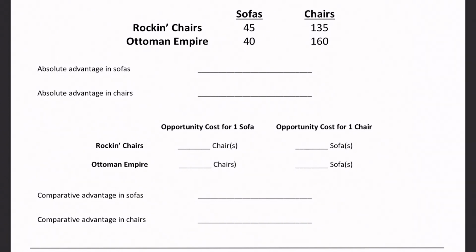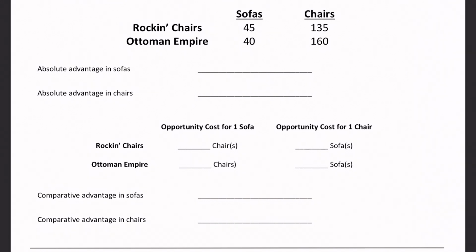So let's go ahead and take a look at these practice problems when it comes to comparative and absolute advantage and solving for that opportunity cost, right? Let's start with this first example, two different furniture companies, Rockin' Chairs and the Ottoman Empire, which you can't deny are awesome names for furniture companies. But they're producing either sofas or chairs. Those are the two things that they're focusing on.